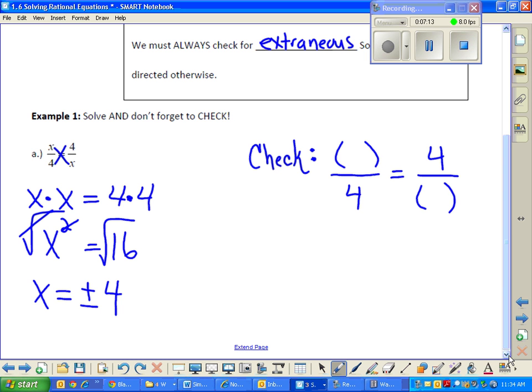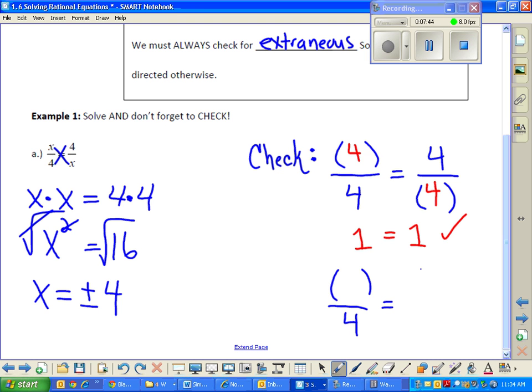I'm going to check first the answer of x equals 4. So wherever I see an x, I'm going to put in my answer of 4 that I calculated out. And I'm going to see if I generated a true statement. Well, I know that 4 over 4 equates to 1. Oh yeah, and 4 over 4 on the right side also equates to 1. So that guy works. I also need to check negative 4 to make sure that that is a solution that works in my original problem.